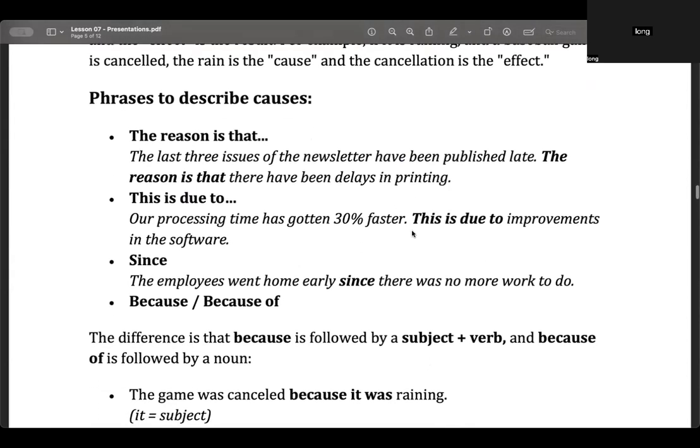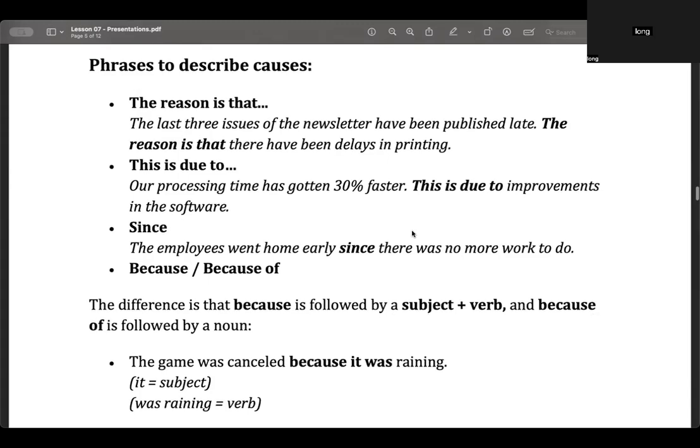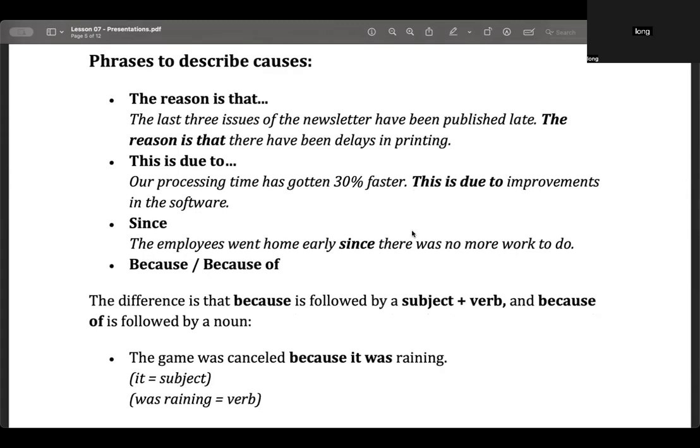The reason is that the last 3 issues of the New Settler have been published late. The reason is that there have been delays in printing. This is due to our processing time has gotten 30% faster. This is due to improvements in software. Since the employee went home early since there was no more work to do. Because of. The difference is that because is followed by subject plus verb and because of is followed by noun.